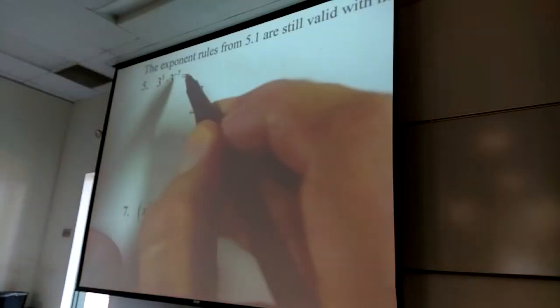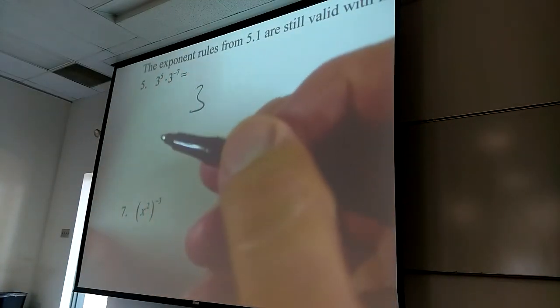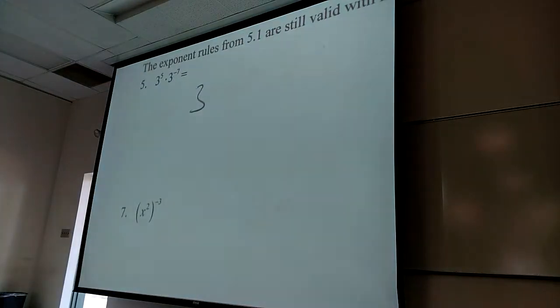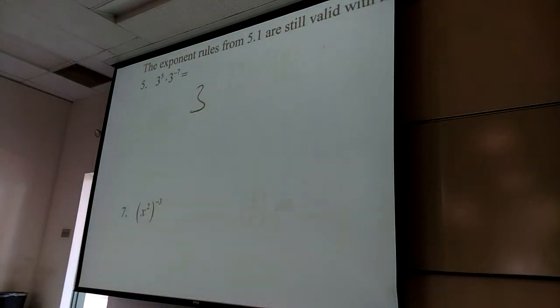What do you do with the powers? Oh, all right. Subtract them. All right, quiet. Guys, everybody. When you have like bases and you multiply, what do you do with the powers? Add them. What is 5 plus negative 7? Negative 2.